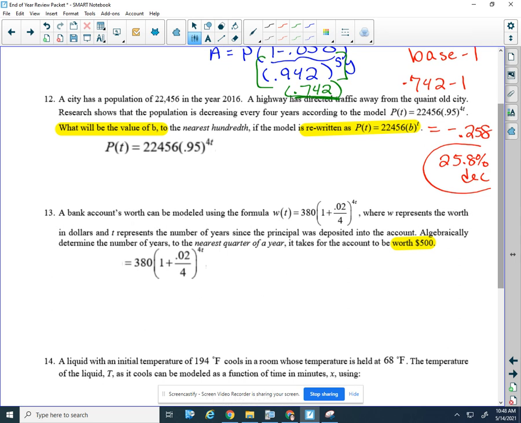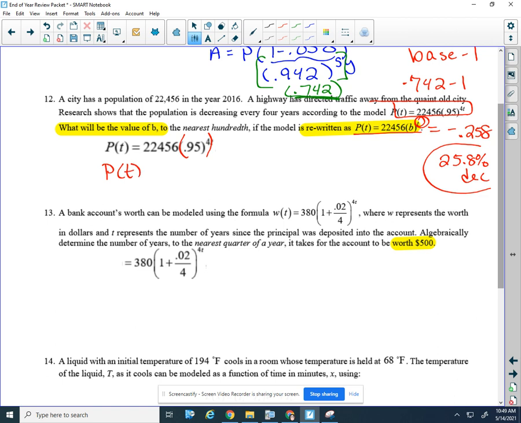Number 12, a city has a population of 22,456 in the year 2016. A highway has directed traffic away from the quaint old city. Research shows that the population is decreasing every 4 years according to this model. What will be the value of b to the nearest hundredth if the model is rewritten with just a t in the exponent? This problem looks way more tricky than it is. All you have to do is put the 0.95 raised to the fourth together.